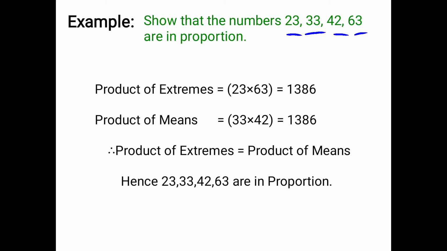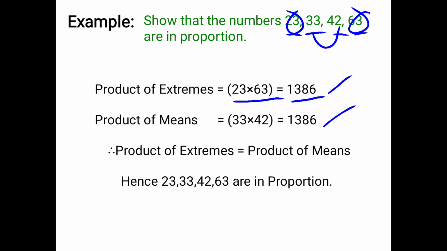We know how to do the solution, that is, product of extremes is equal to product of means. Which is the product of extremes? The first term and the last term. So the product of extremes is 23 into 63, which is 1386, and the product of means, the two numbers 33 and 42, so 33 into 42 is equal to 1386. Now we have the same answer on both left hand side and right hand side. Hence 23, 33, 42, 63 are in proportion.